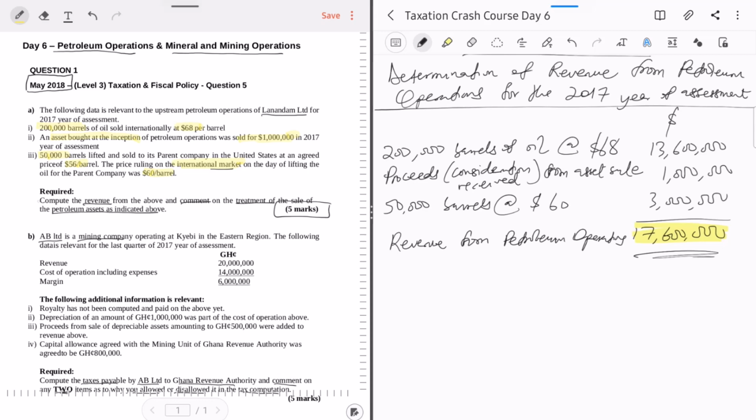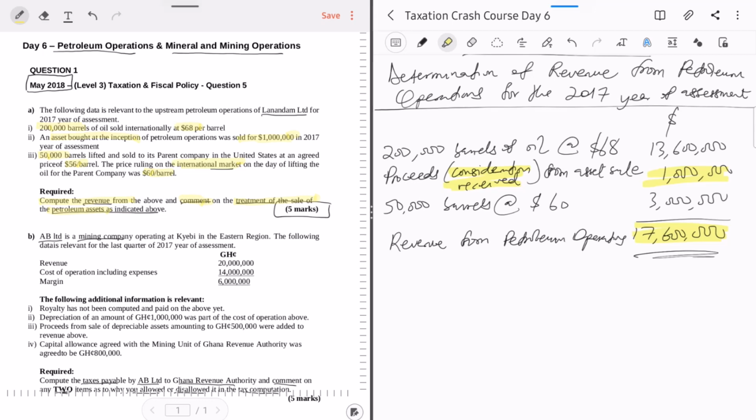But the examiner said compute the revenue and comment on the treatment of the sale of petroleum assets. The law is clear. The Income Tax Act provides that any proceeds from the sale of depreciable assets during the year must be included. The consideration received must be included as part of the income from petroleum operations. So please be careful. Mention this, just comment on it, that you need to add it as part of the assessable income from petroleum operations. Once you mention this, just a sentence or two, you have your full 5 marks.